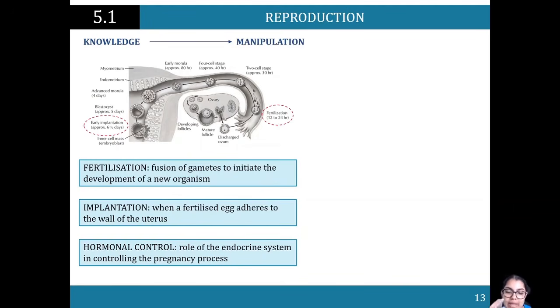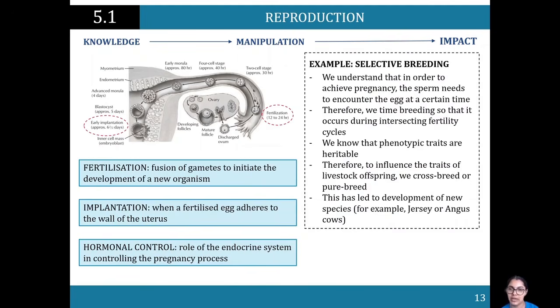So this is where this information comes into use. We essentially use this knowledge of fertilization, implantation, and the role of hormones in this whole process, and the significance of these hormones, to then manipulate this process. And by manipulating this process, it can essentially lead to desired outcomes that we want, and that can have a huge social and economical impact as well. And this is used in a process called selective breeding, where we essentially apply this knowledge.